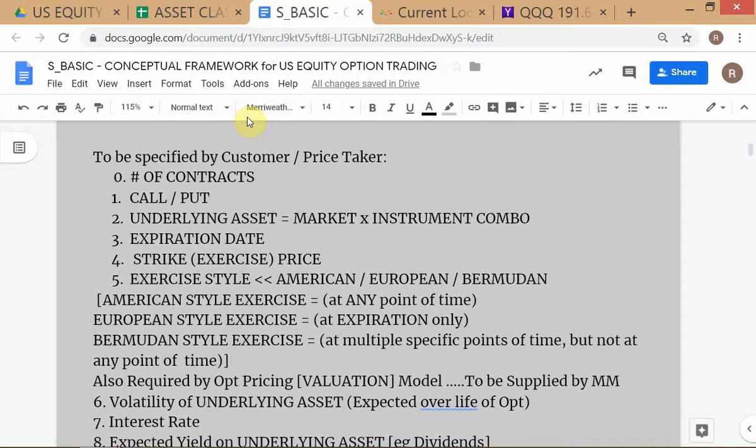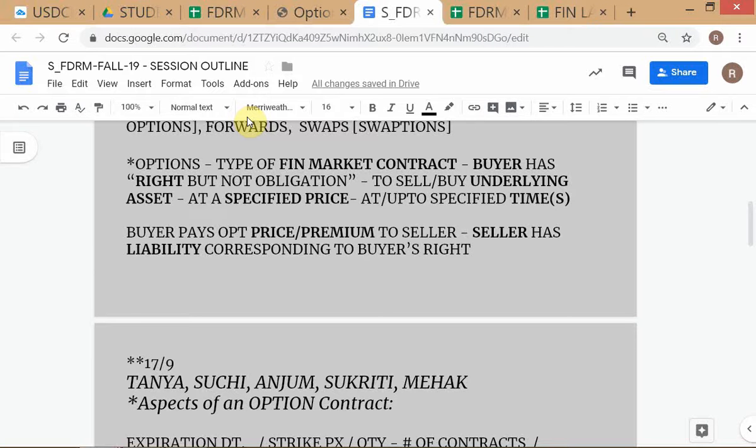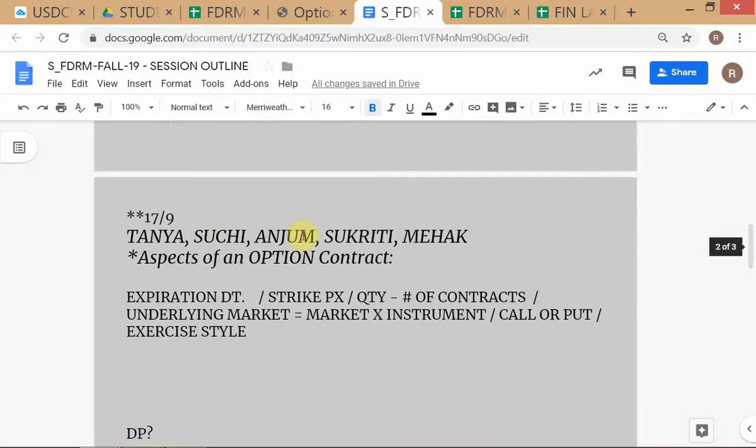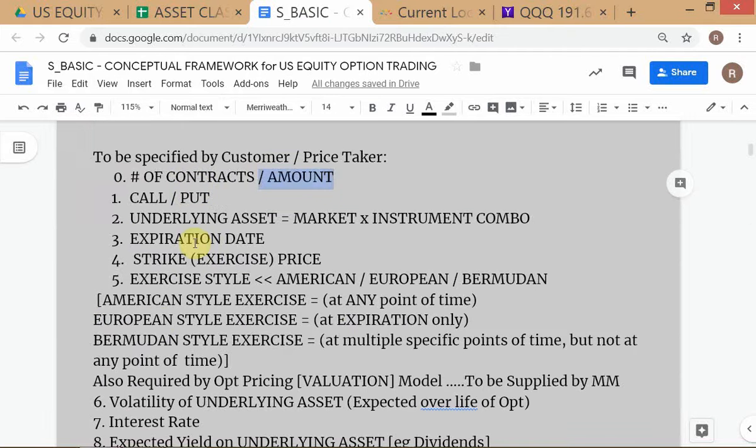Number of contracts arises when you're doing exchange traded options, but when you're doing OTC options, you will be talking about an amount. So you can write this as both: amount, and number of contracts. Quantity is already written as quantity, amount or number of contracts. Okay, so we have this thing to understand.